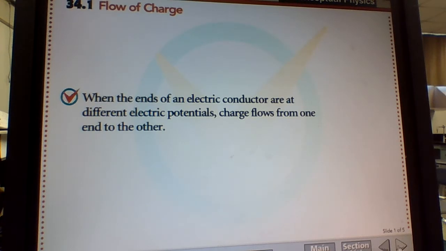So 34.1 has to do with the flow of charge. Basically, we're going to see a flow of charge, or a current, anytime the ends of an electrical conductor are at different potentials from one end to the other. We produce this difference in potential through a battery, a generator, or an alternator. Once those devices are attached to a conducting wire or some sort of conductor, we will see a flow of electrons, which we call the current.